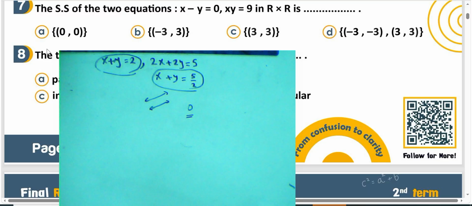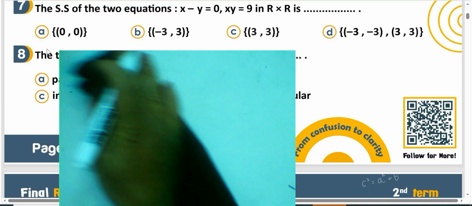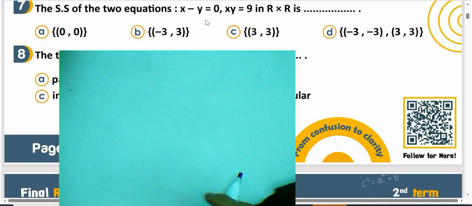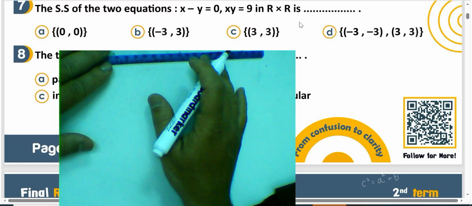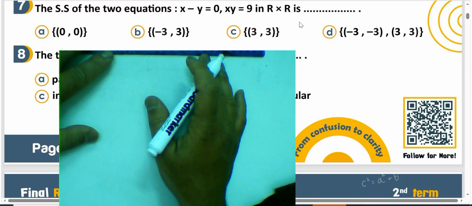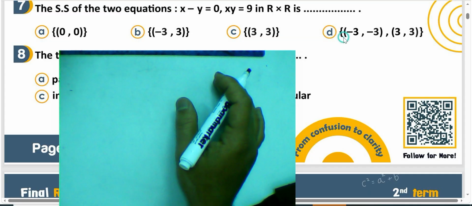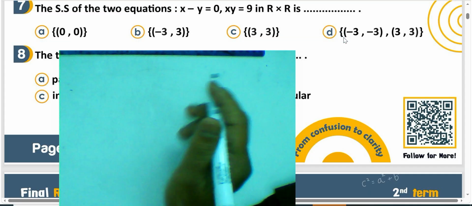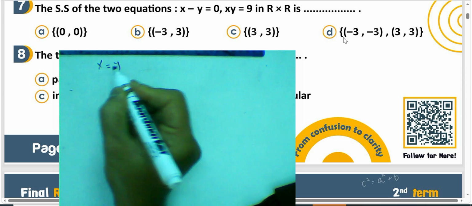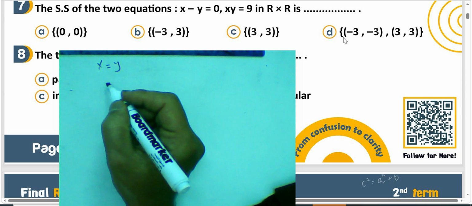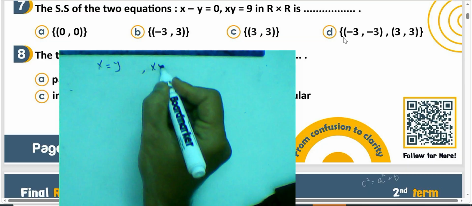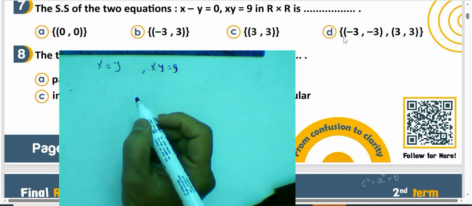The solution set of the two equations x minus y equals 0 and x times y equals 9. Okay, we want numbers whose difference equals 0 and whose product equals 9. So you must choose letter D here. Why? Because x minus y equals 0 means x equals y. And also x times y equals 9.